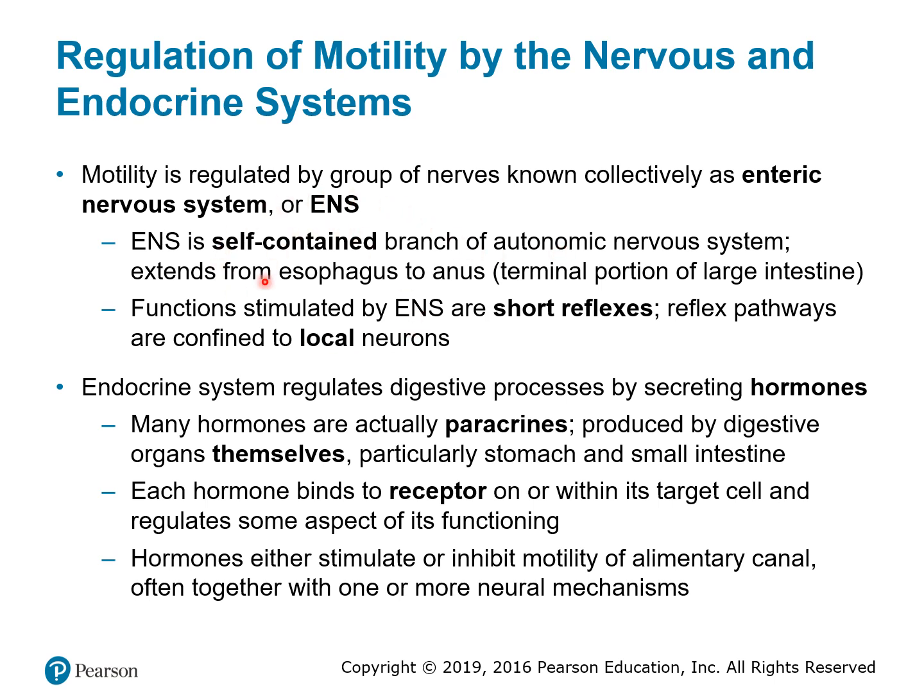It extends from the esophagus all the way to the anus, meaning the end of the large intestine. Functions stimulated by the enteric nervous system include short reflexes, which are pathways controlled by local neurons. They don't have to go back to the central nervous system.